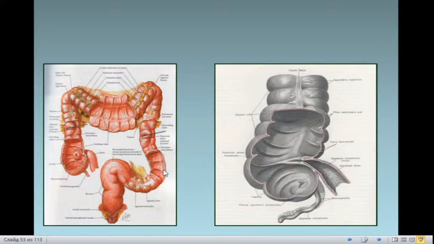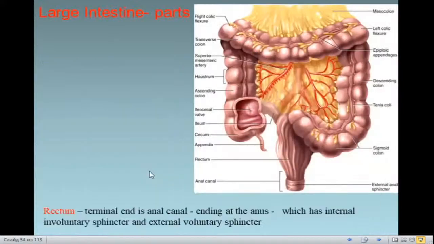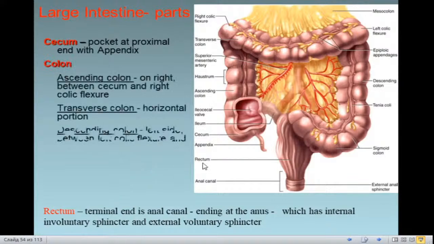Returning back to the large intestine, the parts of it are the cecum, the translation of which is blind intestine, then ascending colon, transverse colon, descending colon, then sigmoid, resembling the Greek letter sigma, and then rectum. Here are the parts, you can take a photo.